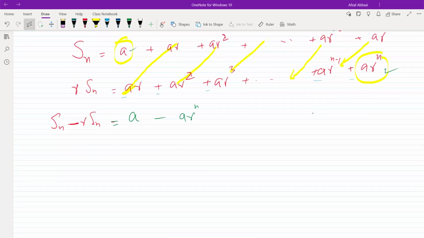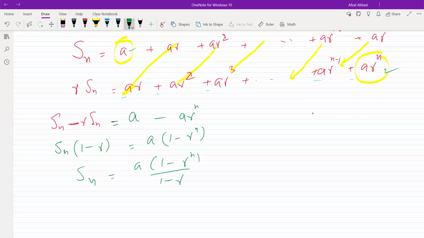So now we can take Sn common from the left side. We get 1 minus r. We can take a common from the right side, 1 minus r^n. And now we can write Sn by dividing by 1 minus r on both sides. So we get this. This is the sum to n terms of a geometric series. This is the proof of this formula.